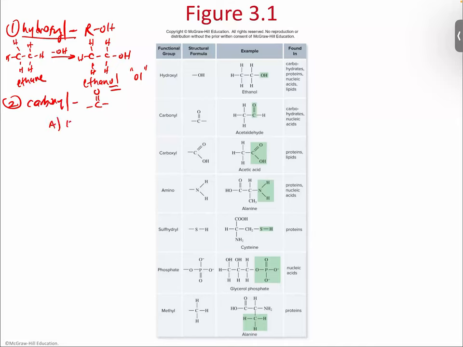There is a version which is called a ketone. In this particular version, what's happening is you have a carbon chain coming into the carbonyl, you hit this carbon double bond, and then there's a carbon chain coming out. That's referred to as a ketone. The other version of this is an aldehyde, which is you have a carbon chain coming into the carbonyl, but it terminates in a hydrogen.